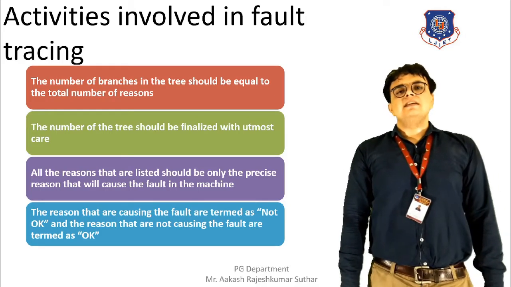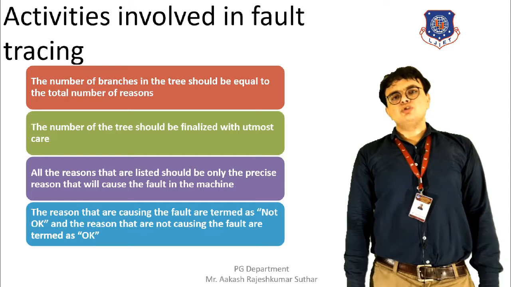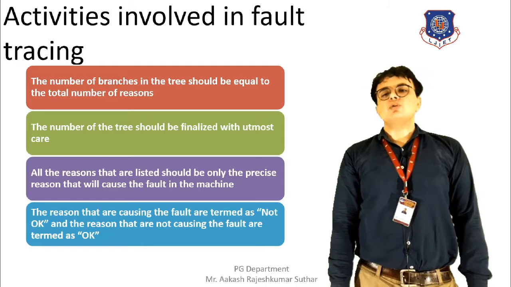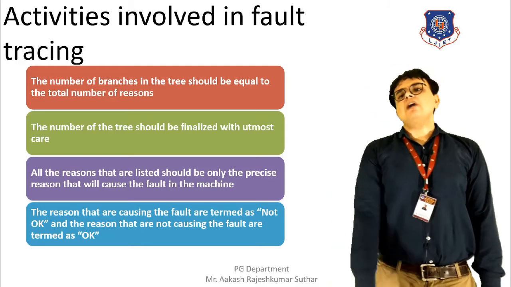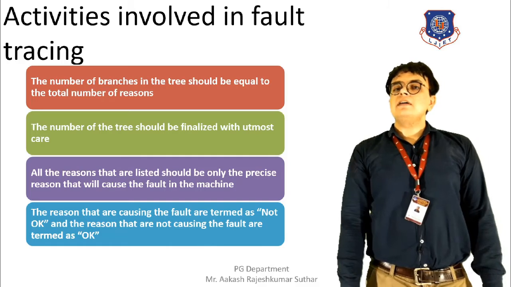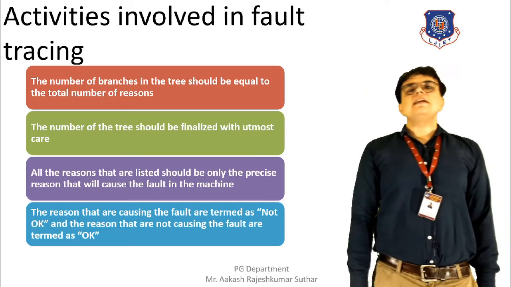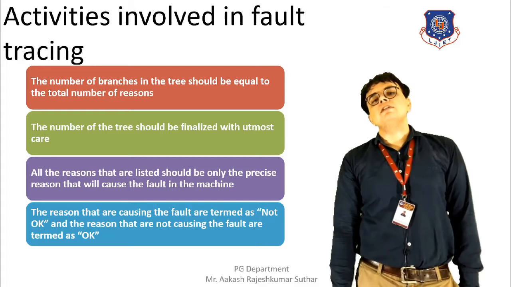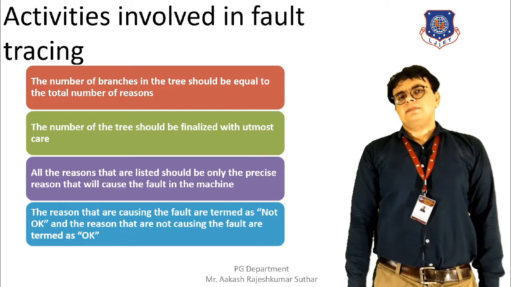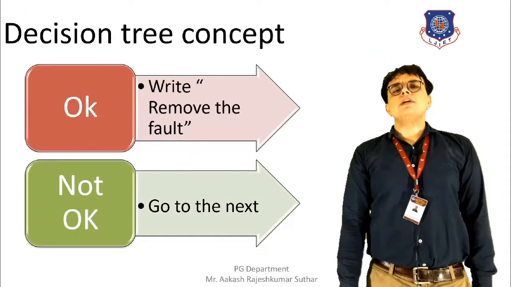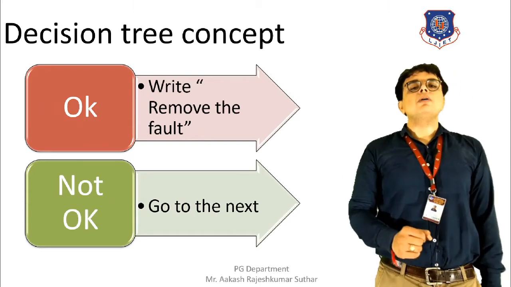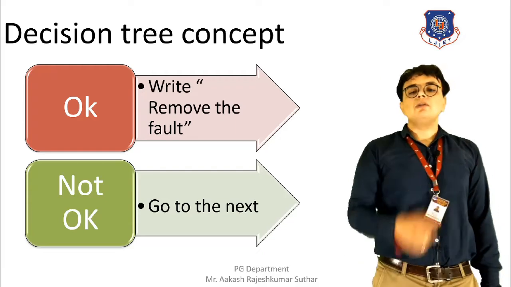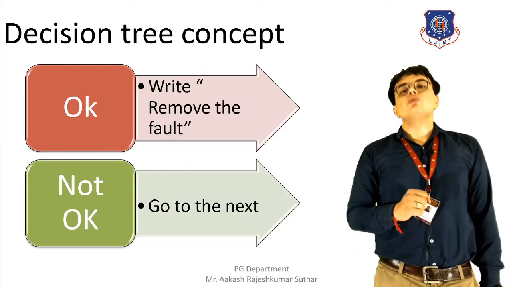Now the reason that is causing the fault should be termed as not okay. And if it is found that the reason is not causing the fault, it should be termed as okay. Further discussing this okay and not okay term: whenever we find okay, we should write remove the fault in that description. And if we find not okay, then we should go to the next.